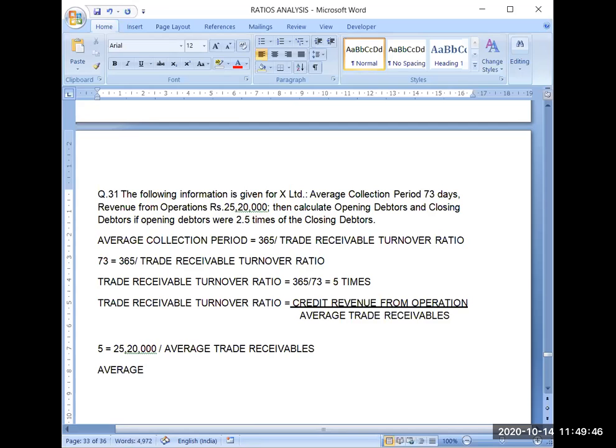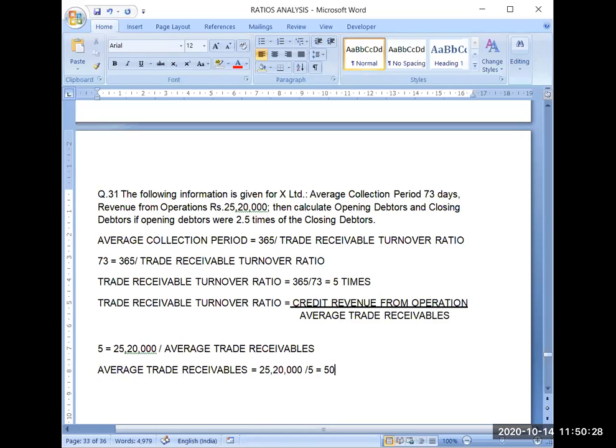Average trade receivables is equal to 25 lakh 20,000 divided by 5. So that will come is equal to 5 5 is 25. Then a 0 will be there. Then 20 is there, so 5 4 is 20. And then 3 zeros will be there.